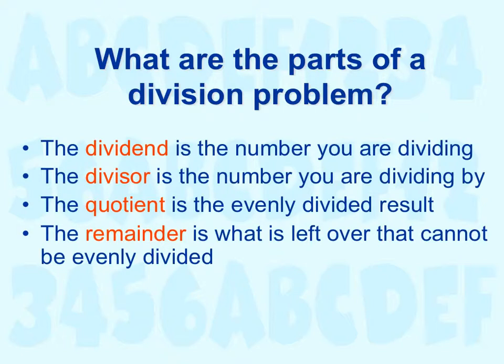What are the parts of a division problem? First, you have the dividend. That's the number that you are dividing. Then you have the divisor. It's the number you are dividing by. The quotient is the evenly divided result. And the remainder is what is left over that cannot be evenly divided.